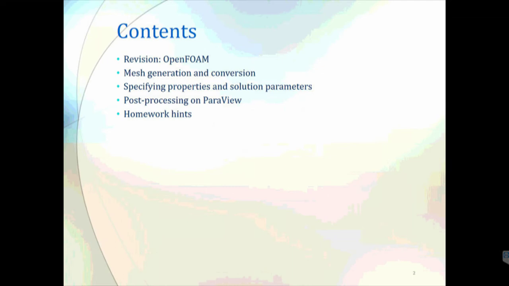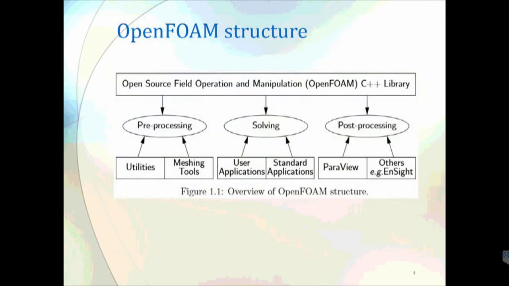And finally, we will discuss how to do the post-processing on ParaView. That is, run ParaView and view the results of our simulation graphically. So you will remember that OpenFOAM consists of three major parts: pre-processing, which has several utilities such as mesh generation, then the actual solution of our Navier-Stokes equations, which has the solvers, and finally the post-processing, which, in our case, will be done by ParaView.